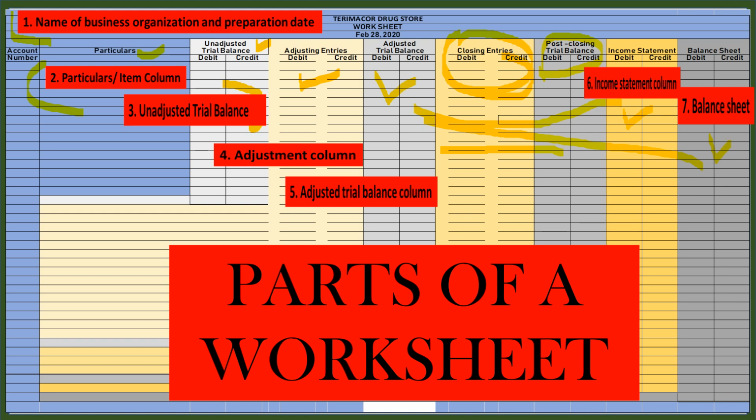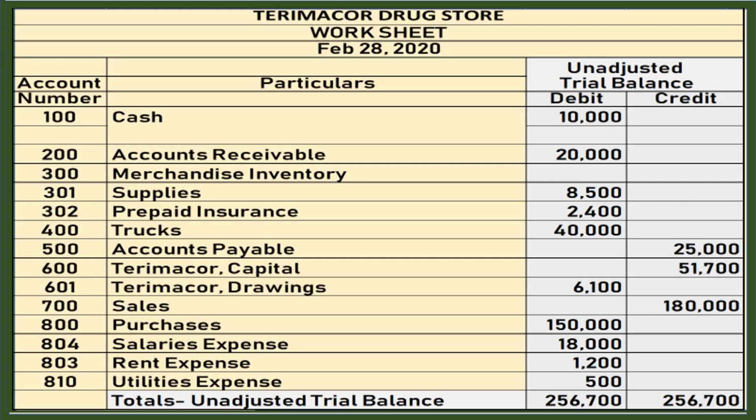Let us take a good look again at the trial balance of Terimacor and the necessary adjustments that have to be made to update the account. So, let us assume that this is the unadjusted trial balance of Terimacor at the end of the period. In here we have listed all the external transactions. We are going to write this unadjusted trial balance as the first section of the Terimacor worksheet. So this is the first section of the Terimacor worksheet.